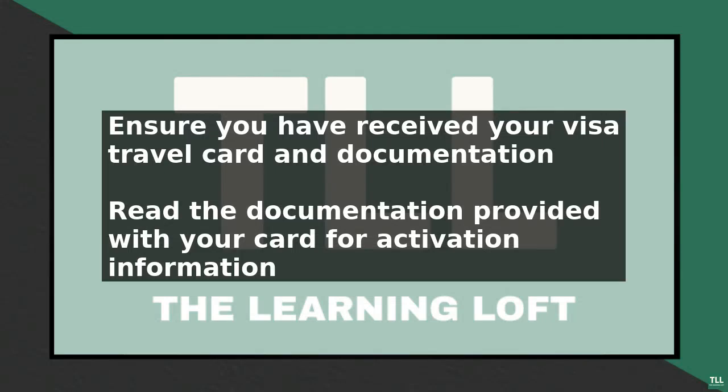Activating a Visa travel card is a straightforward process that can be completed in a few simple steps. To begin, ensure you have received your Visa travel card and it is in your possession. The first step is to read the documentation provided with your card, as it will contain important information about activation and use.